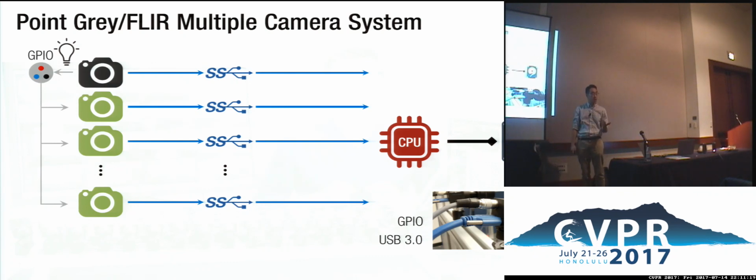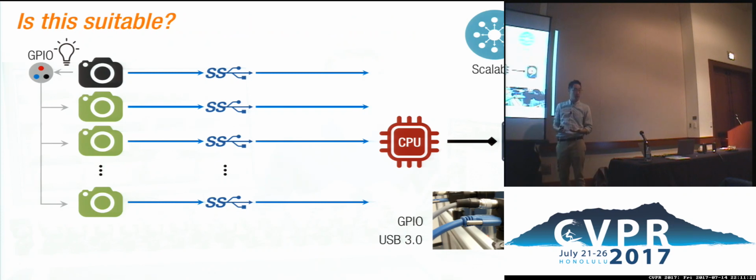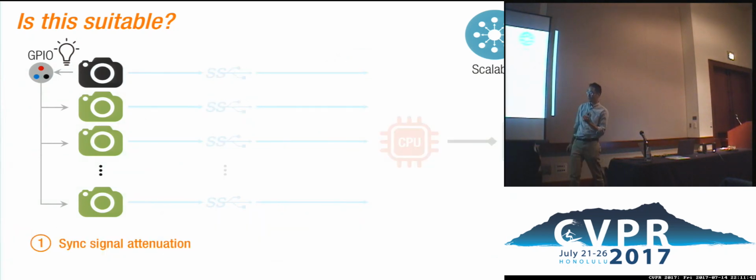The question is whether this is scalable. Is this suitable for me? This may be suitable for small-scale camera setups. Maybe it works for 12 cameras at a low frame rate. But if I want to scale this up to 70, 100, or 200, is it even possible? There's one big problem, which is synchronization. The synchronization signal generated by the master camera attenuates as you add more cameras. Okay, so there's a sync attenuation problem.